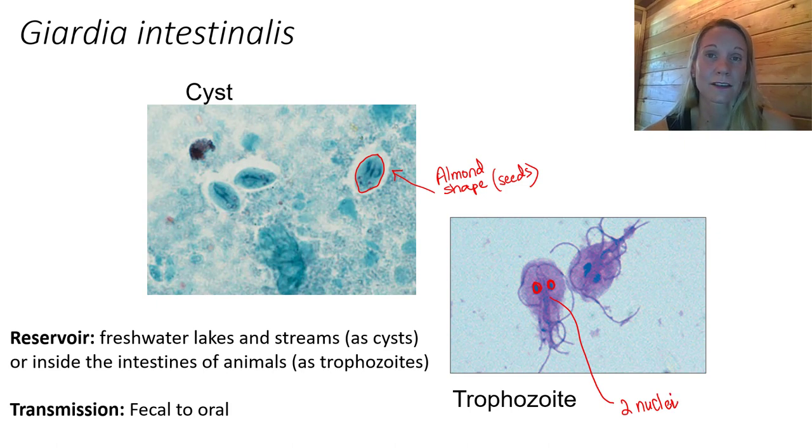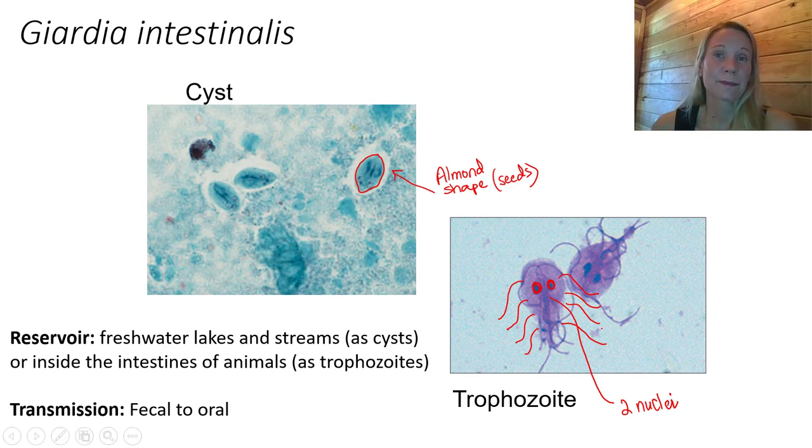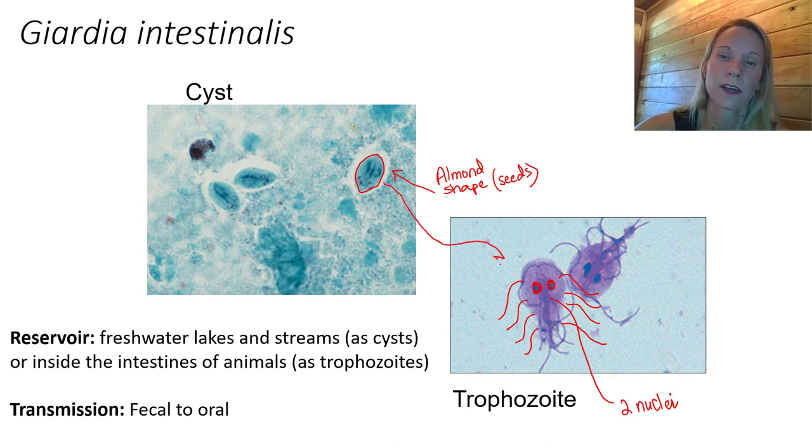And eight flagella, where we have four on one side and four on the other. So transmission is fecal to oral. The cysts are consumed. So from one cyst, two motile trophozoites can be produced. So from one cyst, we can produce two new trophozoites.